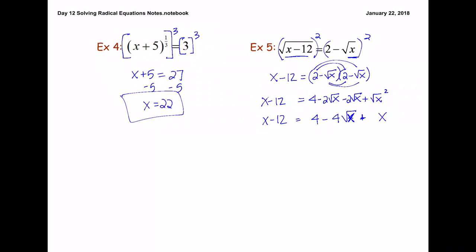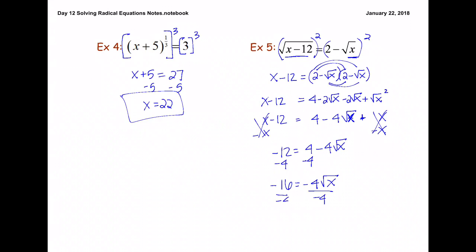We now can combine our like terms. If I subtract my x, I'm left with negative 12 is equal to 4 minus 4 times the square root of x. These cancel out, these cancel out. The inverse of positive 4 is negative 4. Negative 16 is equal to negative 4 times the quantity or the square root of x.